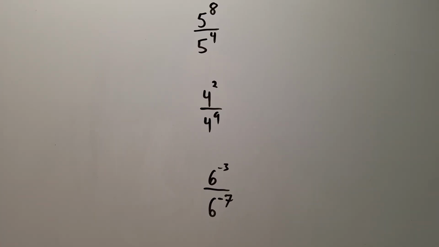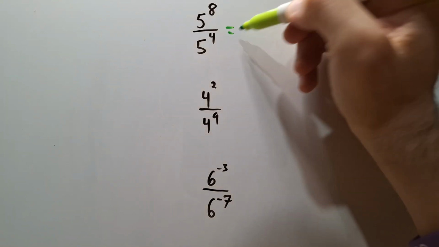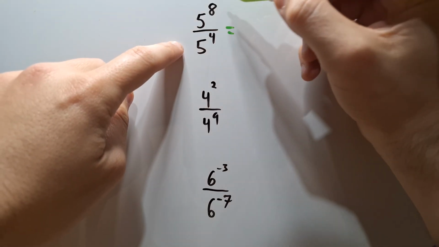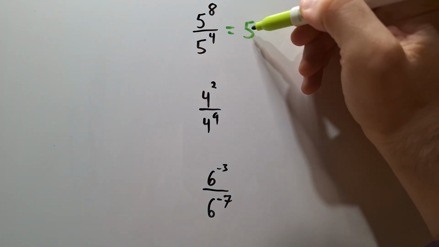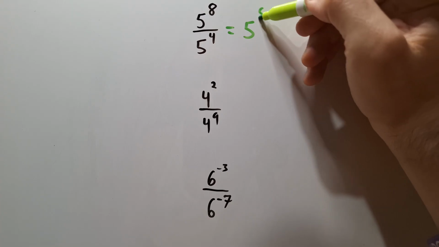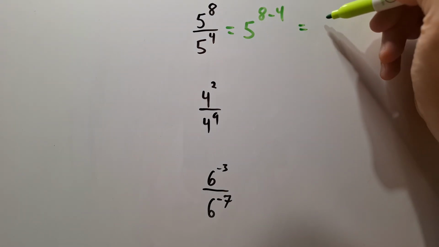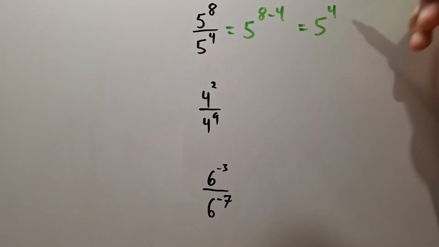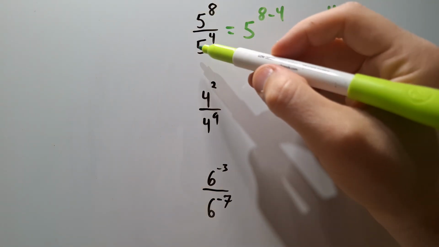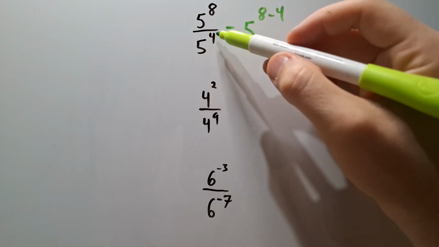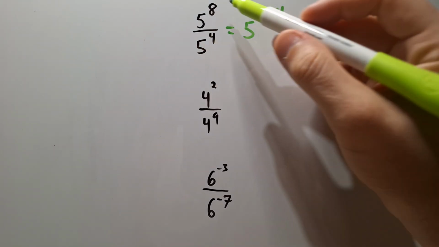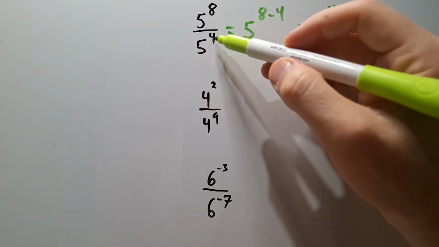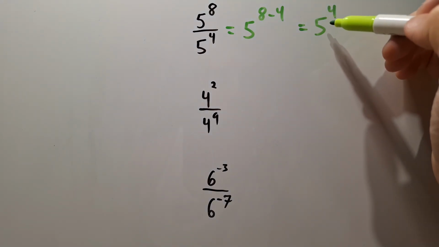The first example says 5 to the power of 8 over 5 to the power of 4. Using quotient rule here, bases are the same. So what I can do is subtract the exponents with that same base value of 5. And this is equal to 5 to the power of 4. Simple as that. As long as the base values are the same, the exponents will be subtracted from each other, particularly the top number minus the bottom number, and you have your answer.